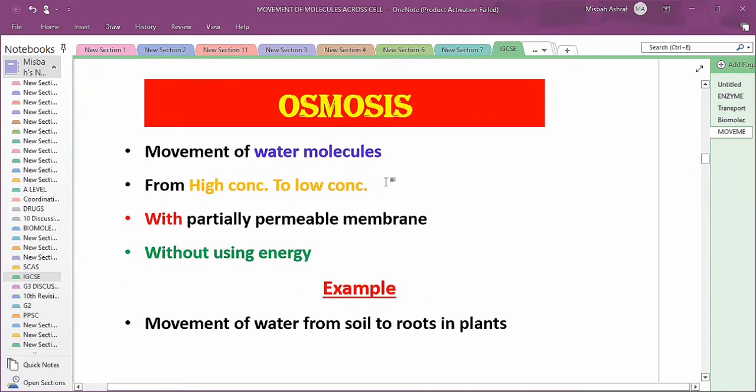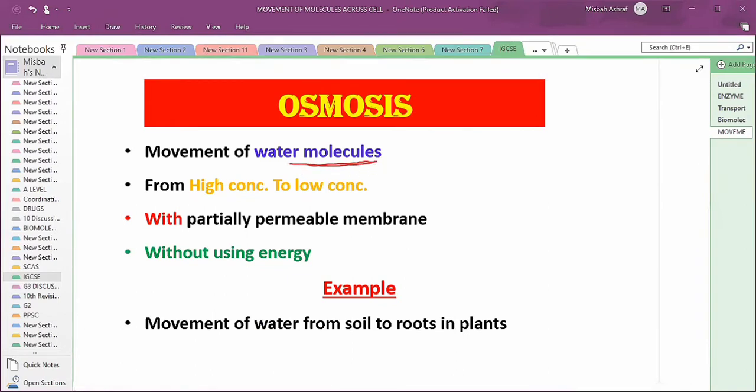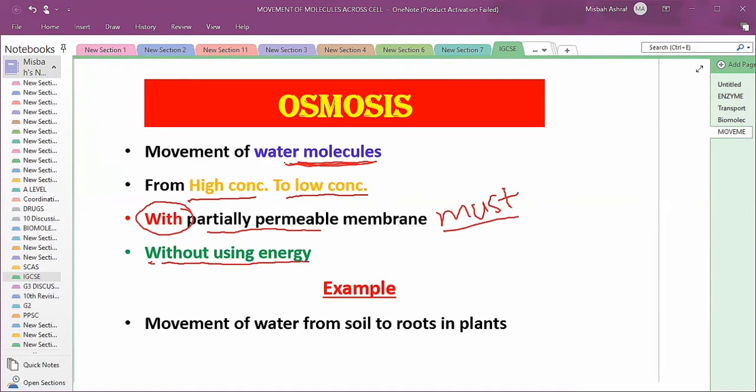Osmosis is the movement of water molecules, and this is specifically for water molecules. So you have to write here water molecule, as I have also highlighted here. It's also from higher concentration to lower concentration, similar to diffusion. It occurs with a partially permeable membrane, which is a must. It also does not use energy, so it is also a type of passive transport.